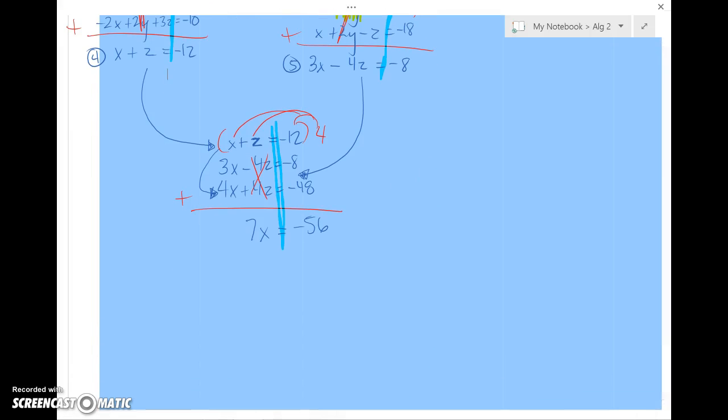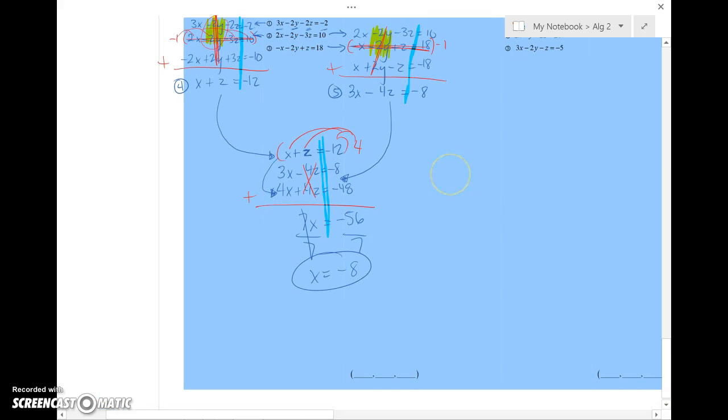All right, so now the last step here, after we eliminate the z variable, is to just solve for the x. So we're going to divide both sides by 7 and end up with negative 56 divided by 7 is just negative 8. And we've got our first variable.